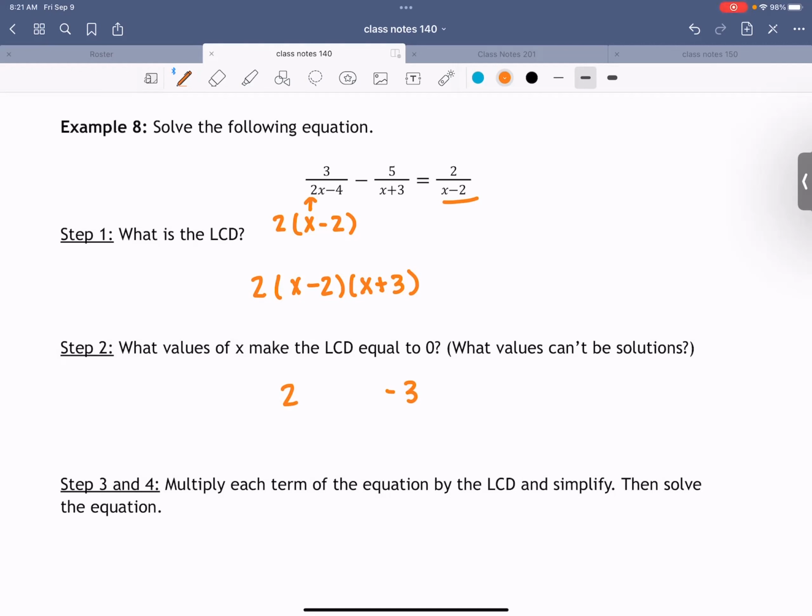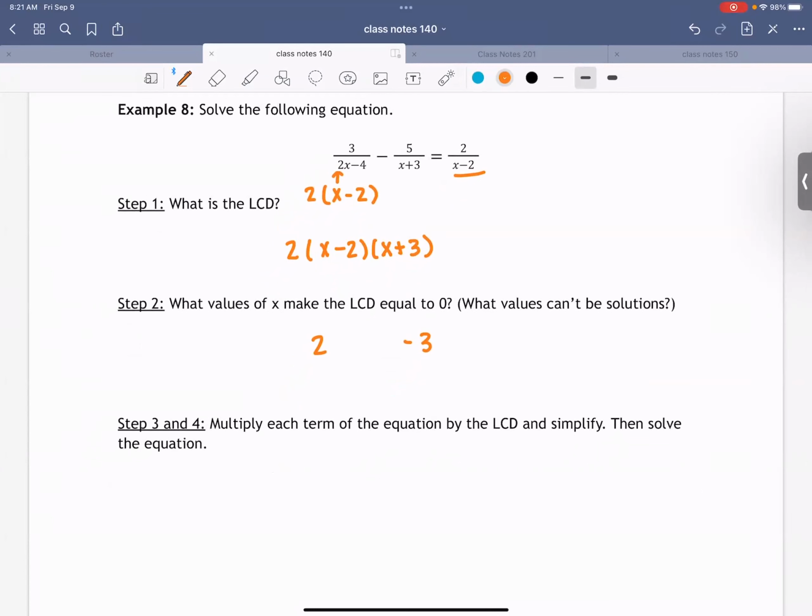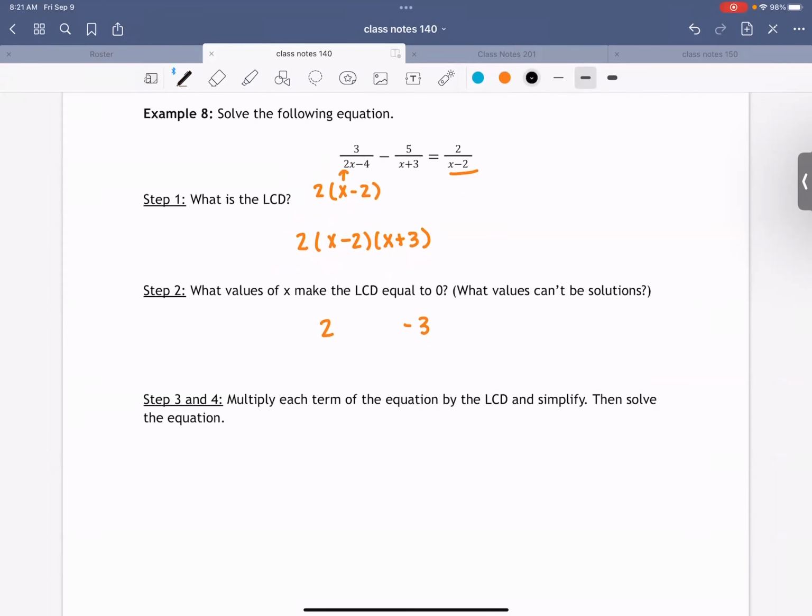Okay, here's where we haven't really gotten to yet. The trick to solving these types of equations is we're going to take our equation and multiply it by the entire LCD. So to make this a little bit more clear, I'm going to write the equation again. 3 over 2x minus 4. Oh, and instead of writing the full version, 2x minus 4, I'm going to write the factored version, 2 times x minus 2. Okay, they mean the same thing. Minus 5 over x plus 3 equals 2 over x minus 2.